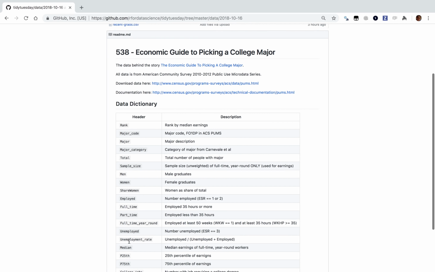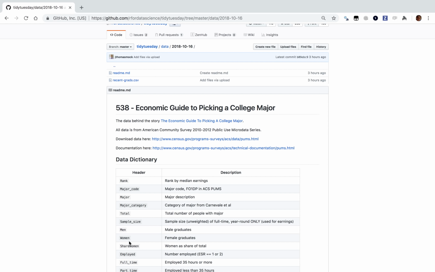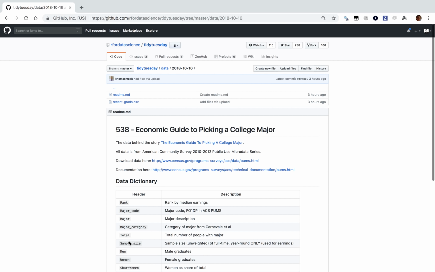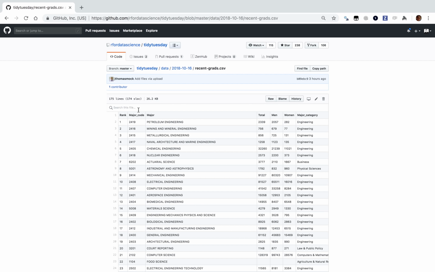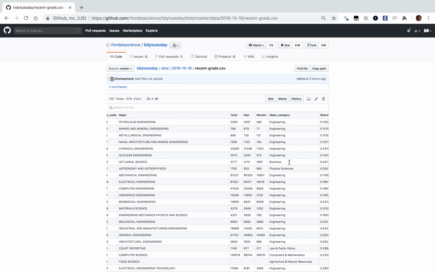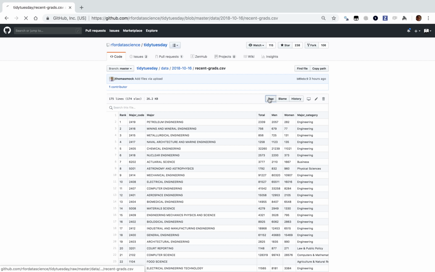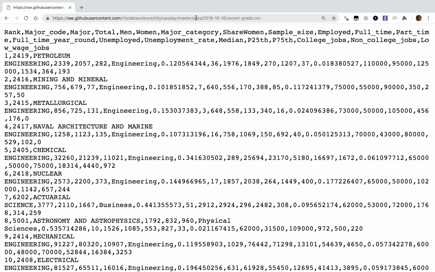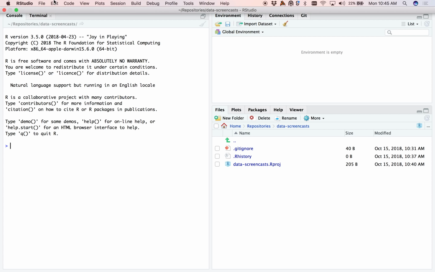Now, if this were a large data set, if it had lots of different files, I would probably be cloning this repository, but it looks like there's just one CSV file here called recent grads. So a nice trick that I'm going to do is I'm going to read this directly into R. So here is the file, looks like a CSV file, and I'm going to click raw, and I actually get a URL here. I'm going to be able to read this directly into R without actually cloning the repository. That's nice because I could share this code with someone else and they could use it themselves.